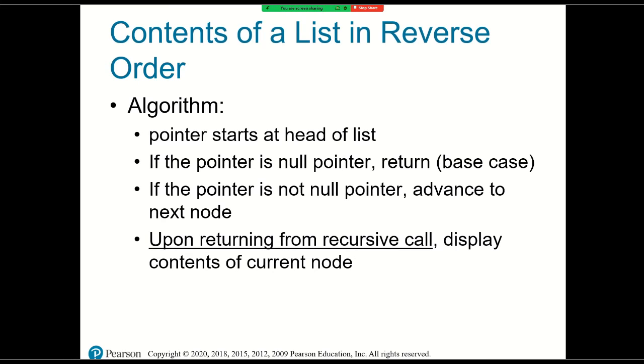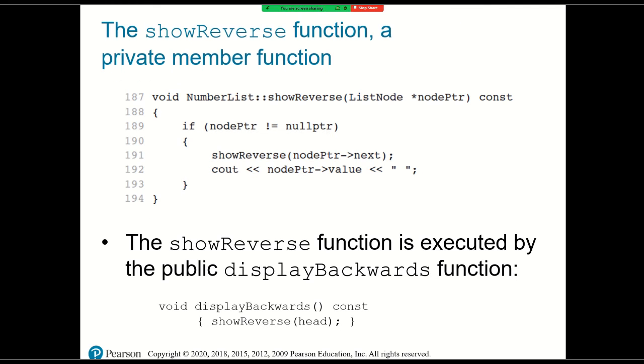You can also display a list in reverse order. The pointer starts at the head of the list. If the pointer is a null pointer, then return. That is your base case. Now, if the pointer is not a null pointer, you advance to the next node. Upon returning from the recursive call, you display the contents of the current node, and that will be your reverse order.